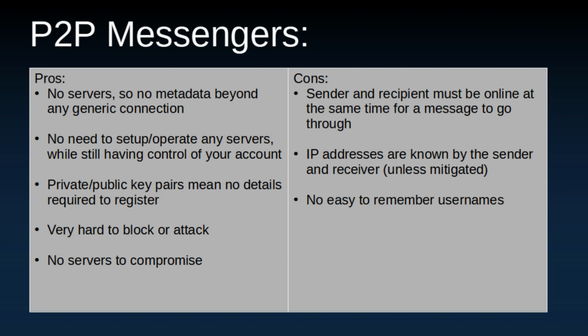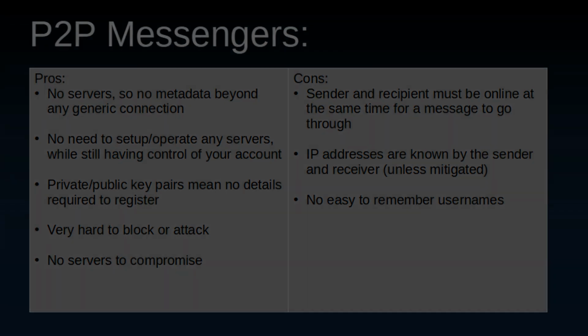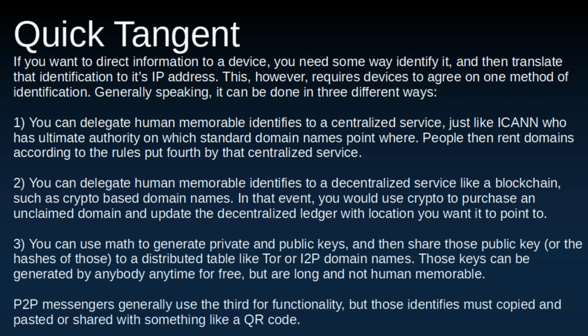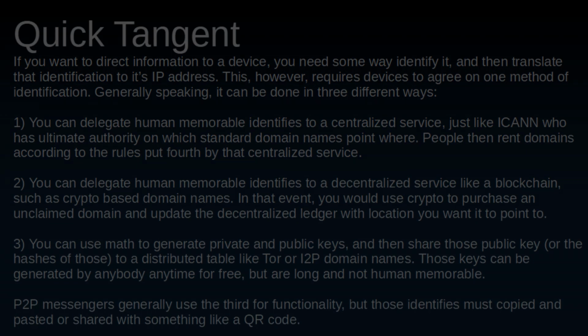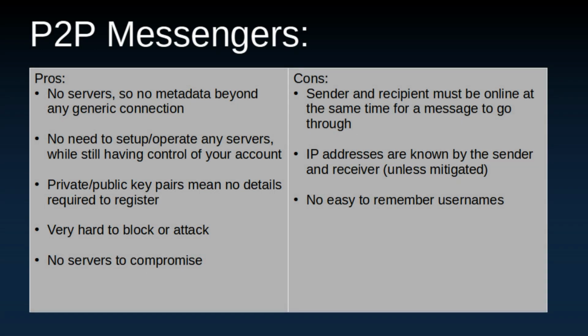And last, because peer-to-peer messengers generally rely on public-private key pairs and DHT, there are no easy usernames. Generally speaking, when it comes to technology, you can have an easily rememberable name organized by a central authority, like domain names, an easy-to-remember name powered by a decentralized authority, like a blockchain, or you can have a non-human rememberable name organized by no authority and just math instead. In this case, with math and the magic of DHT, you get a long username of random numbers and letters, which you can then share through a QR code or by copying and pasting it.